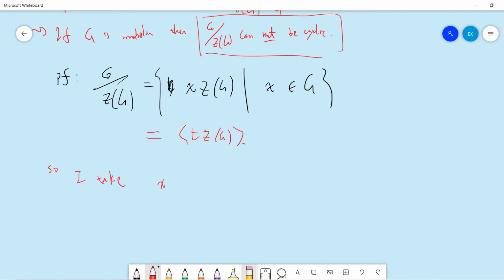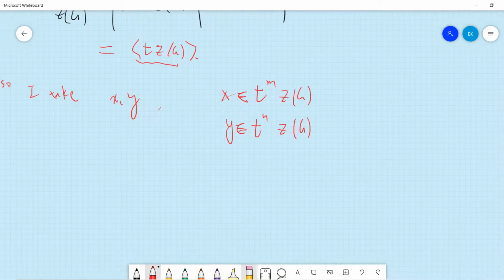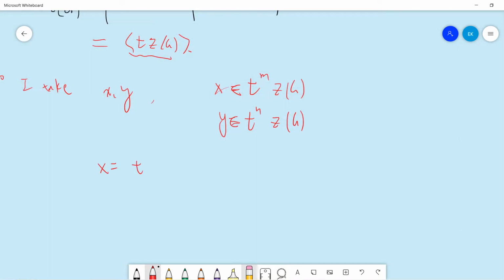Okay, so now I take maybe X and Y, since we are trying to prove that G is abelian, right? So X falls into some coset, right? So X can be written as T to the M times ZG, and Y can be written as T to the N times ZG, right? So that means X can be written as T^M Z1, and Y can be written as T^N Z2, and Z1 and Z2 are both in the center, right?